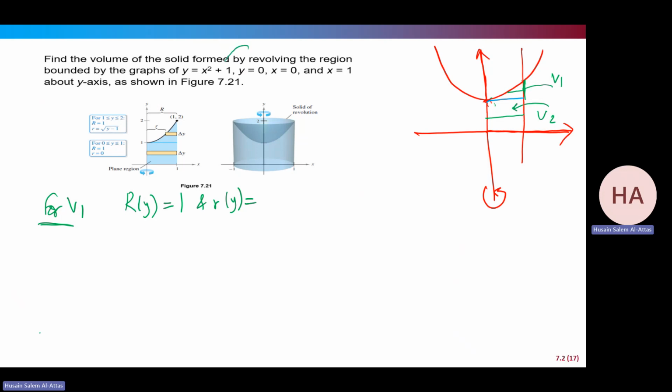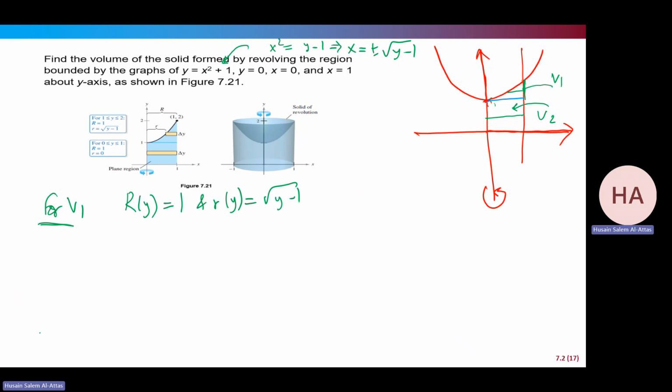From here, I need to write the function x equal. So I have x squared equal y minus 1, so x equal plus or minus square root y minus 1. But I need the positive side, so it will be square root y minus 1.